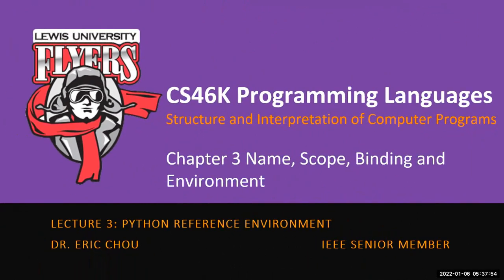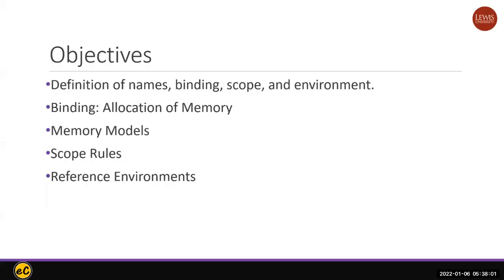Hello, everyone. Welcome to Chapter 3, Name, Scope, Binding, and Environment. Objective: definition of name, binding, scope, and environment. Binding, allocation of memory, memory model, scope, rules, and the reference environment.